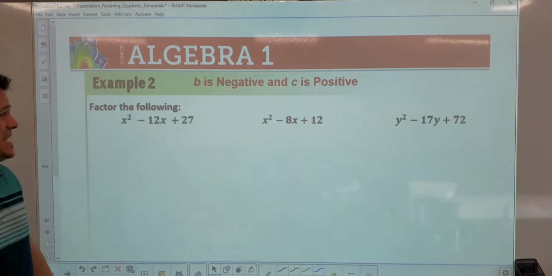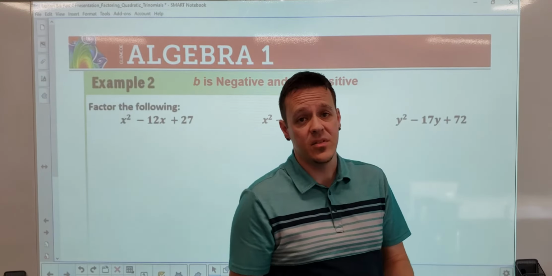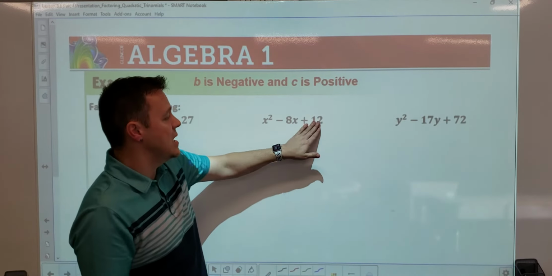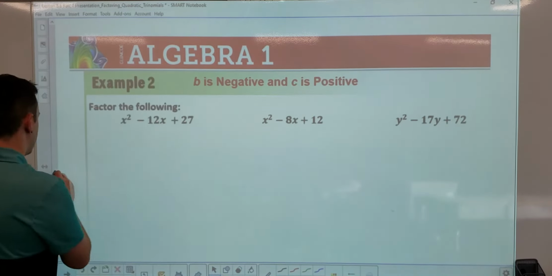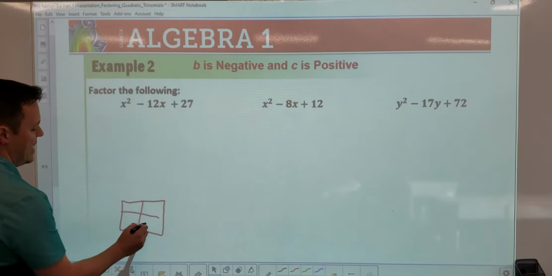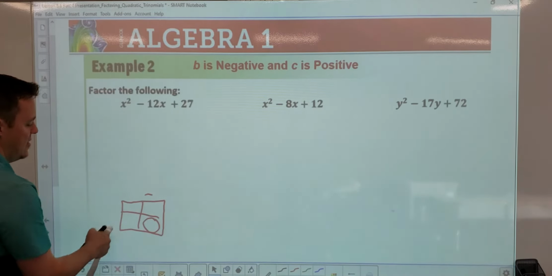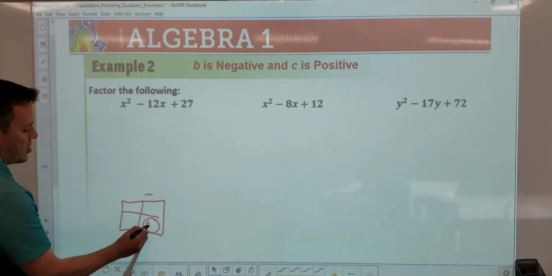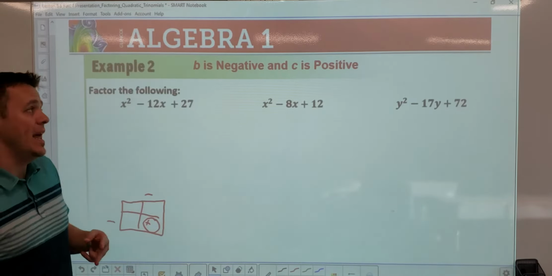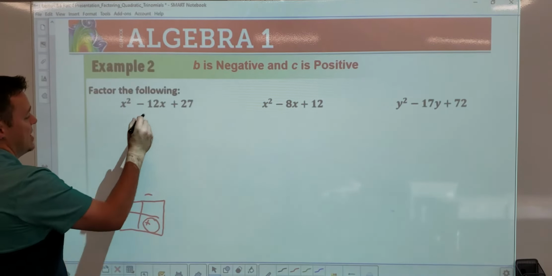Now let's talk about when B is negative and C is positive. Okay, so in order to make the last number positive in this situation, what do you have to do? Remember when we were doing the Punnett square set up like this, you're multiplying two numbers down here. If one's negative and you want this to be a positive number, the only way that's going to be positive is if this number has to be negative. So we're now adding together two negative numbers, okay? So remember, it's going to be two negatives now that we're looking for.